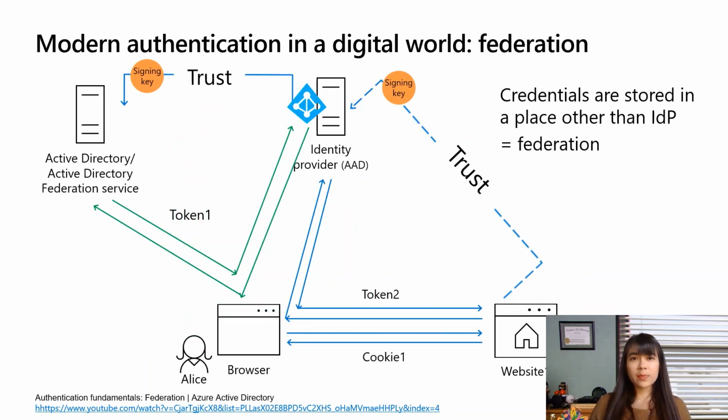Another aspect I wanted to highlight is federation, because in previous examples, we assumed that the identity provider, Azure Active Directory, knows Alice's credentials, so it can authenticate Alice. Well, what if it can't? What if credentials are actually stored on-premises with Active Directory or Active Directory Federation Services? So that's why we need federation in these kinds of scenarios.